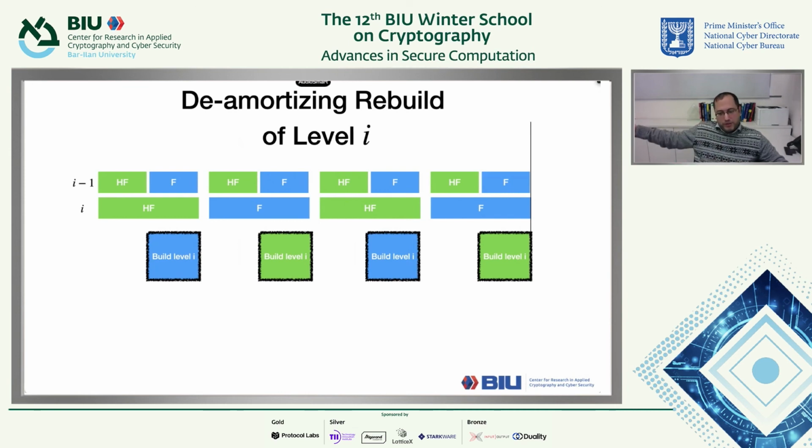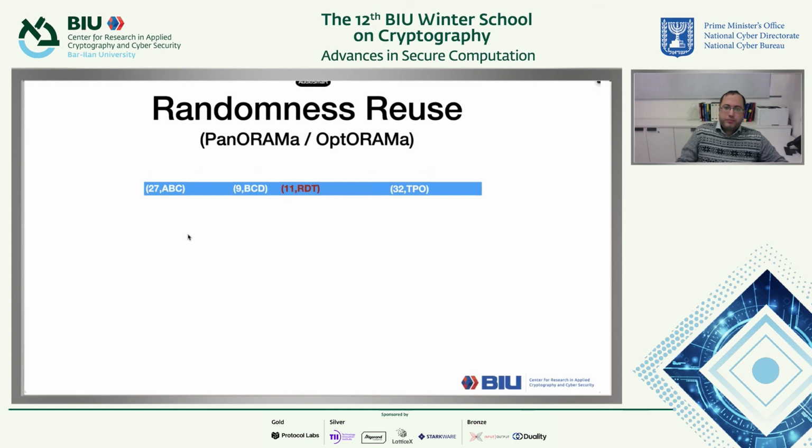I do this process in the background. Every access, I'm doing a little bit of this process. And so when we reach the deadline, when we actually need the new table, the table is already built and ready, and we can use it. This is the deamortization procedure with classical hierarchical ORAM.